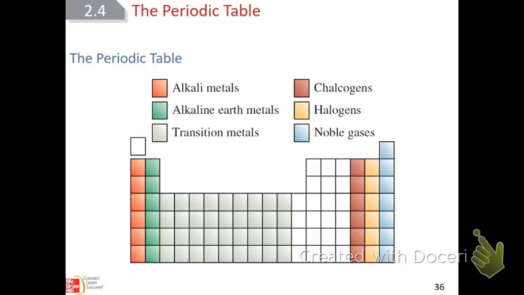And then it does not show it on this particular slide, but those two rows at the bottom are called the inner transition metals. And I will expect you to know them as well. All right. And that finishes up section 2.4.